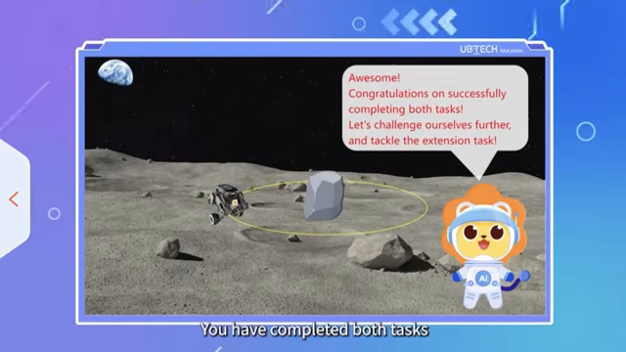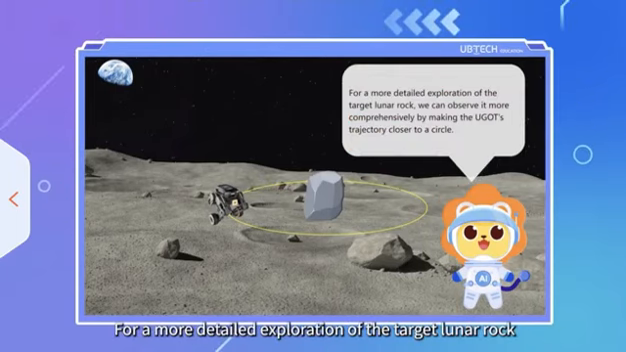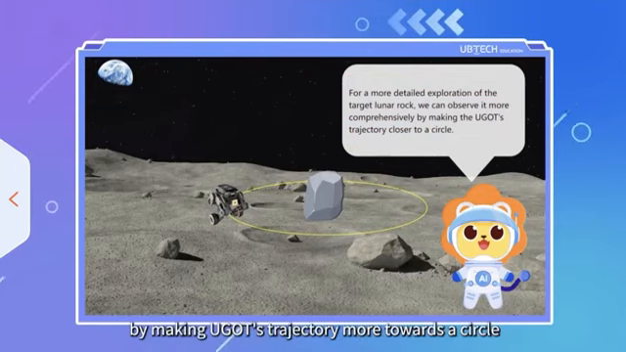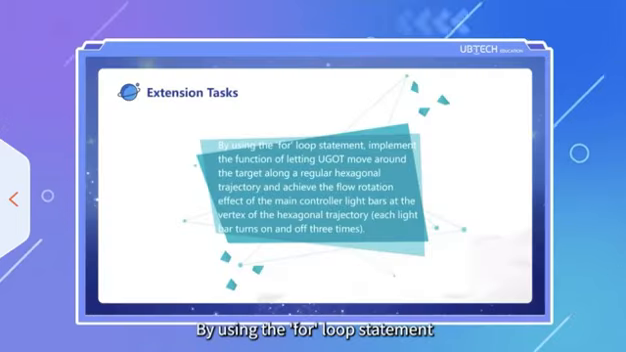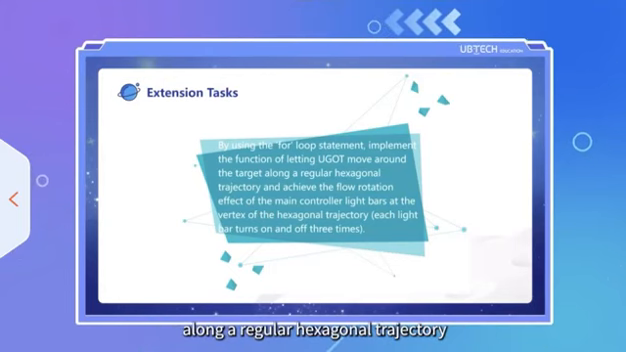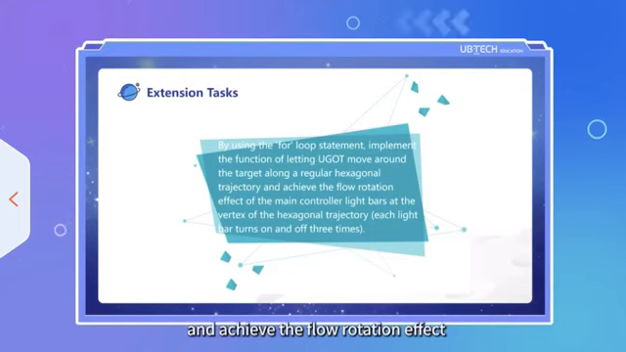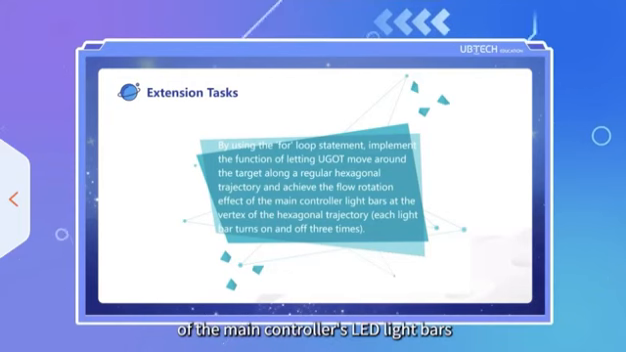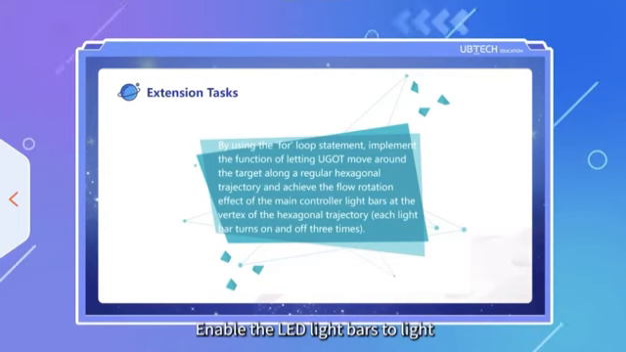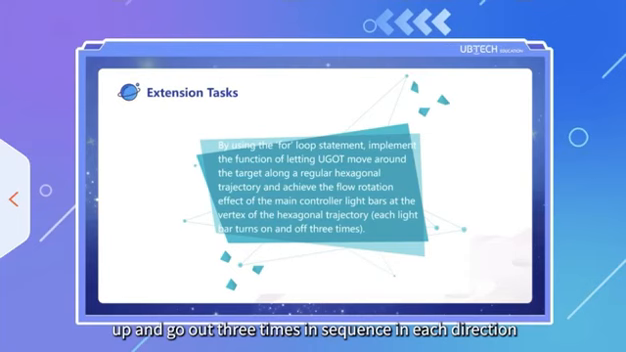Congratulations! You have completed both tasks. Now you can take on the extension task. For a more detailed exploration of the target lunar rock, we can observe it more comprehensively by making uGot's trajectory more towards a circle. By using the for loop statement, you can enable uGot to move around the target along a regular hexagonal trajectory and achieve the flow rotation effect of the main controller's LED light bars at the vertex of the hexagonal trajectory. Enable the LED light bars to light up and go out 3 times in sequence in each direction.